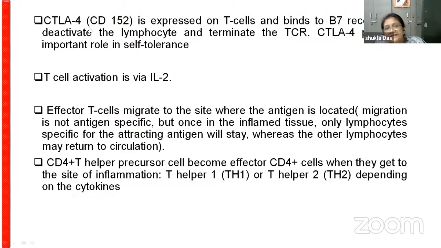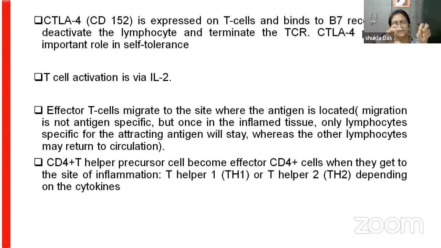And as I said, CTLA4, these are expressed in T cells only when you want to bring down the immune response. So these get expressed. Now you have done enough of immune responses, now we need to curb down. So CTLA4 will get expressed and bring down the immune response. Effector T cells will now come out from the lymph nodes and they will then migrate towards the site of infection.